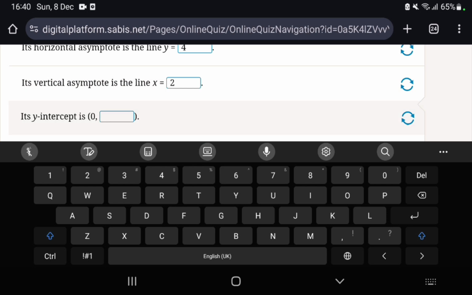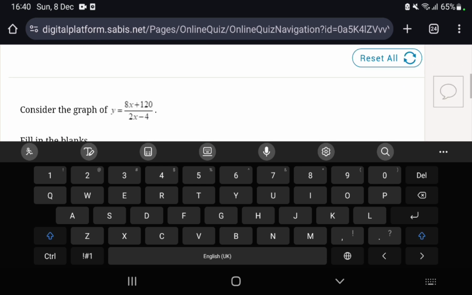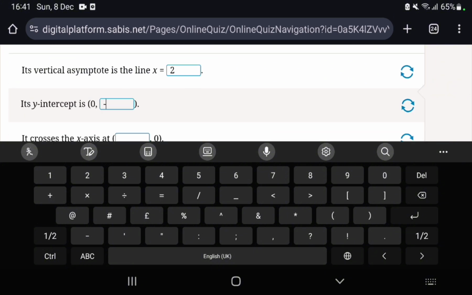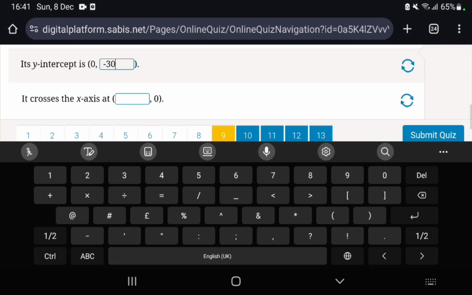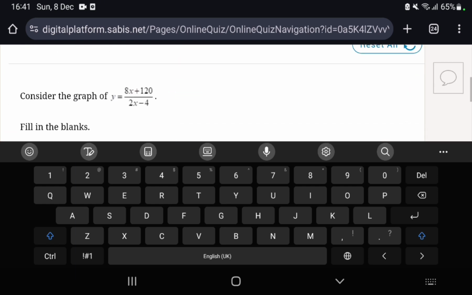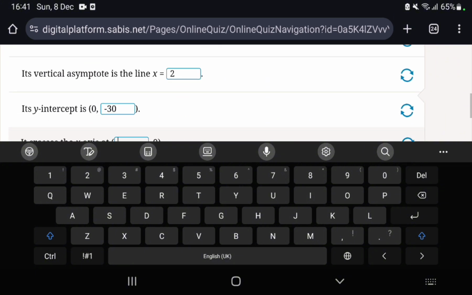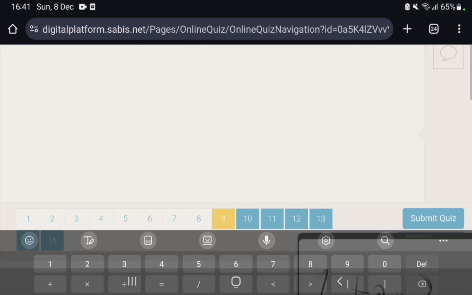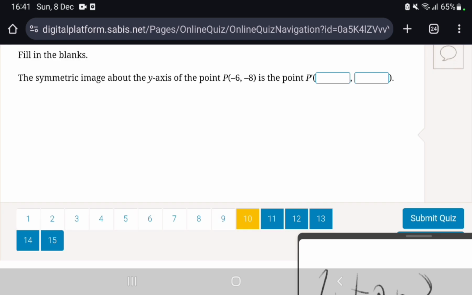For the y-intercept, we substitute x by 0, so it's going to be 120 divided by negative 4, which is negative 30. To find where it crosses the x-axis, we substitute y by 0, and we find out that it crosses the x-axis at negative 15, 0.